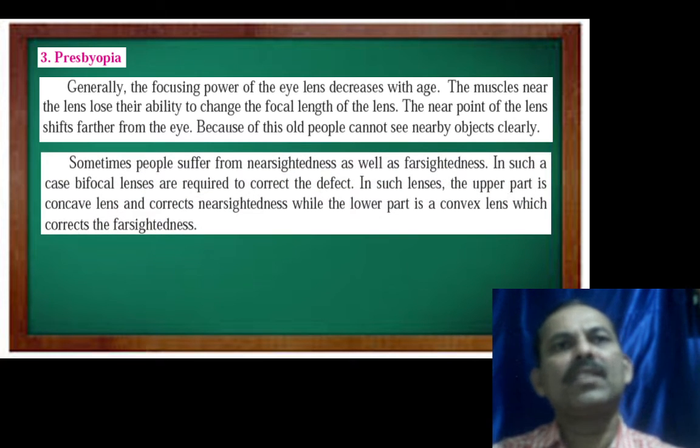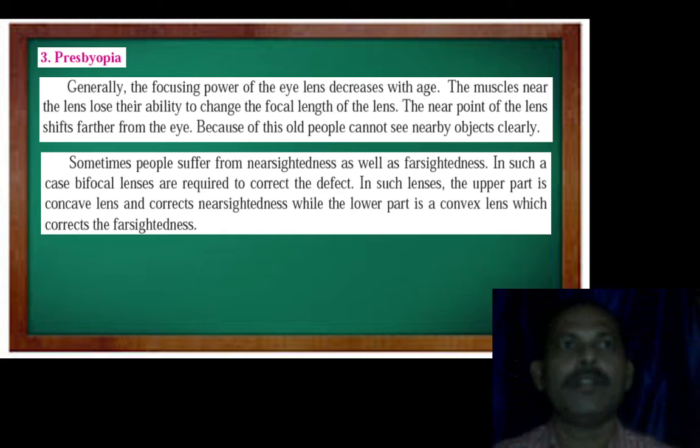Sometimes people suffer from nearsightedness as well as farsightedness. In such a case, bifocal lenses are required to correct the defects. In such lenses, the upper part is a concave lens and corrects nearsightedness, while the lower part is a convex lens which corrects the farsightedness.